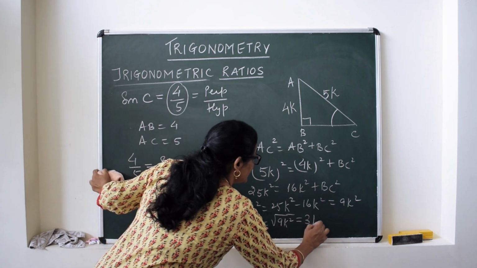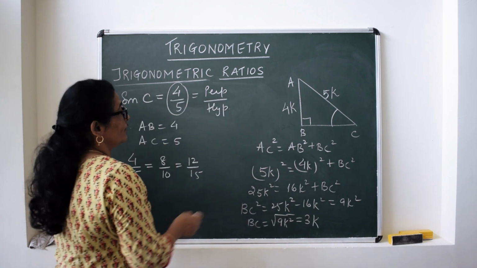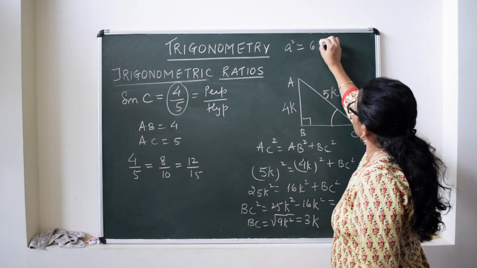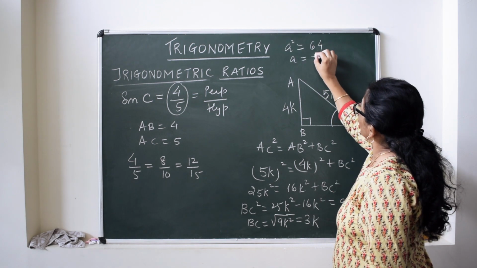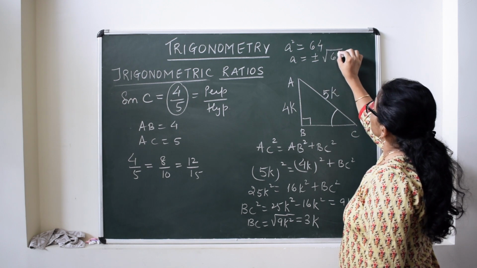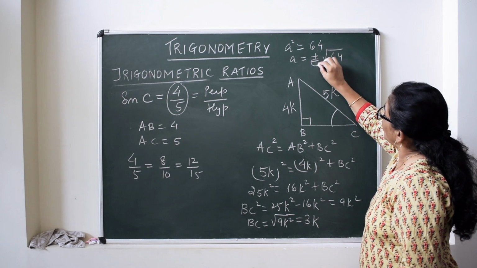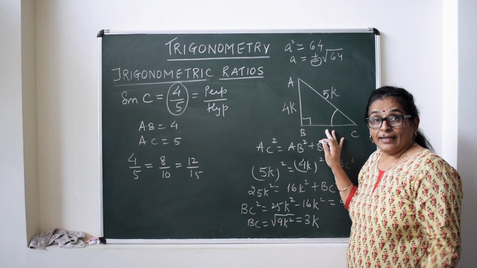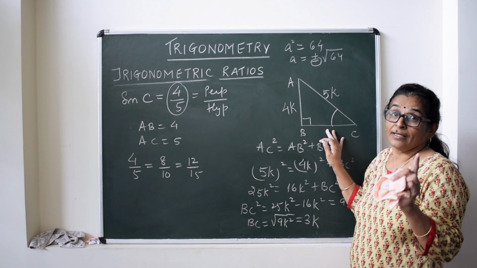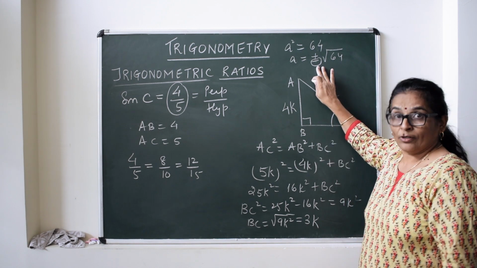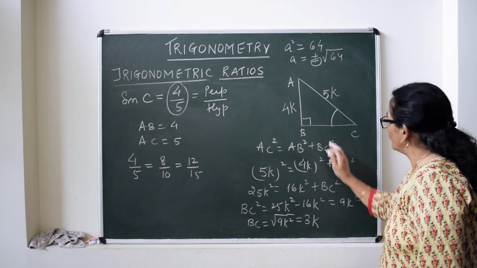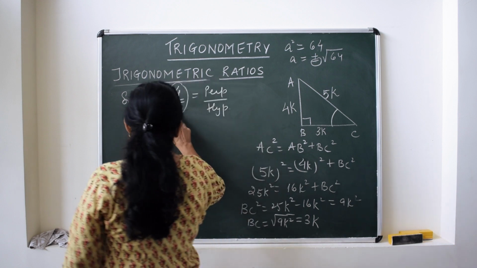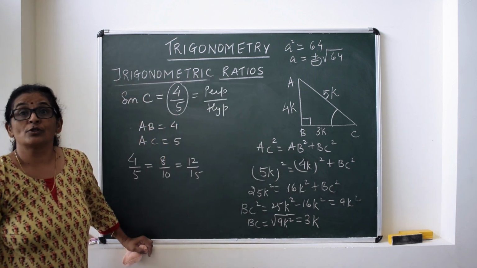Normally when we find something like this, a square is equal to 64, then we write a is equal to plus minus 8. Here we are avoiding this minus sign, since this is the side of the triangle, and the side of a triangle we will not take as negative. So the negative value we will not take here. So what is the value of this BC? 3k. It means that if one ratio is given, we can find the other ratios also.